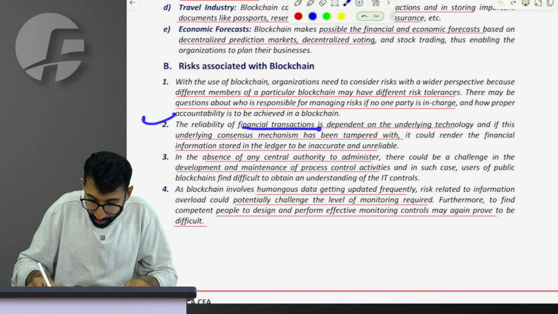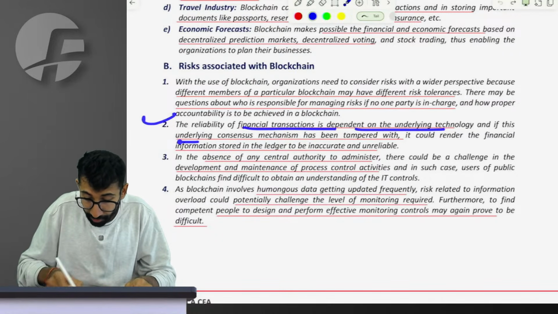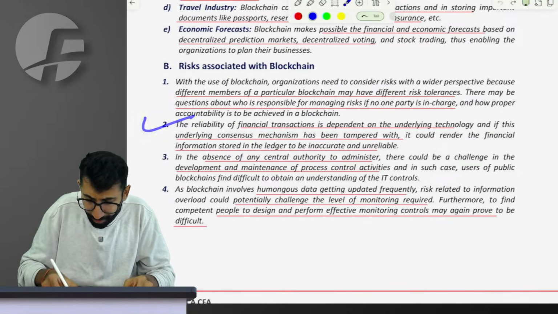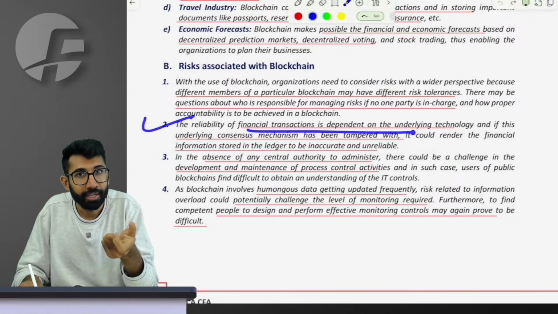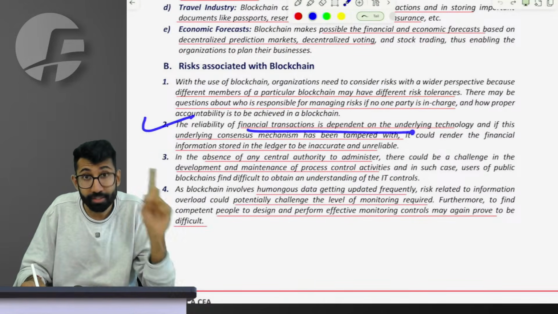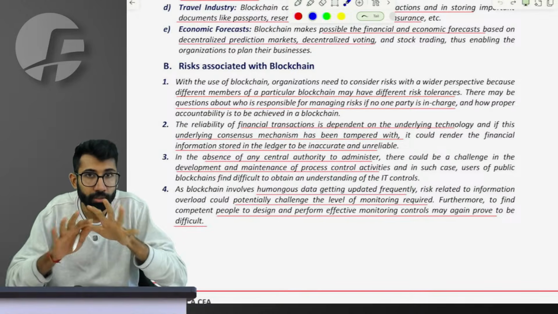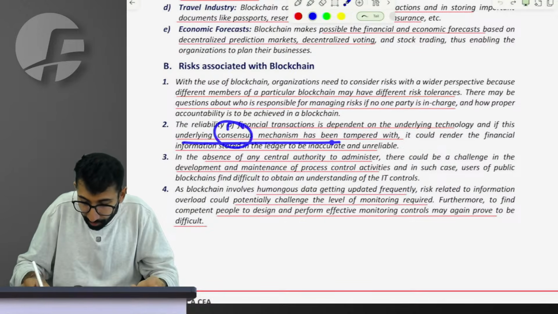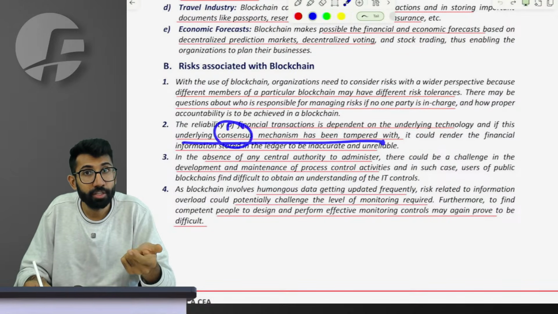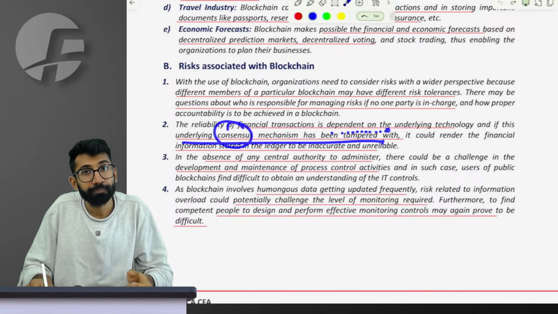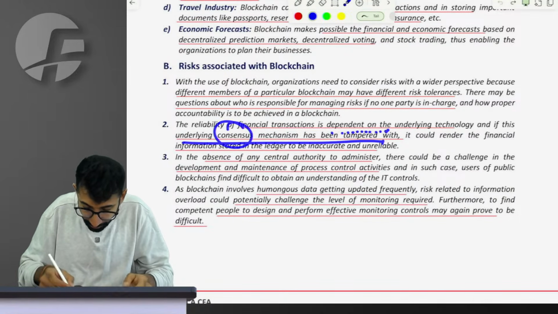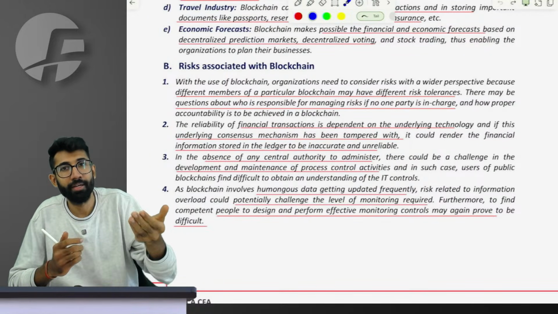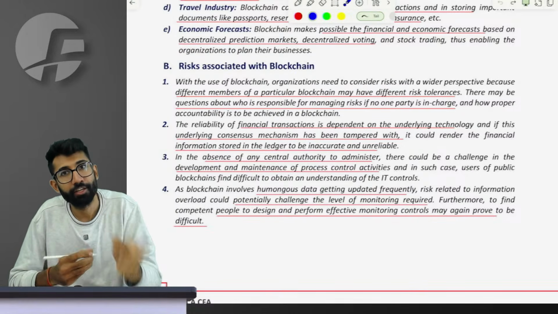Second, financial transactions are dependent on the underlying technology. If the underlying consensus mechanism has been tampered with, as I said, if there are 1 lakh people, one particular person can change the data, right? Not 99 lakhs will change it, is the assumption. Imagine that the data is there openly with a small number of members. Now, if they collectively agree to tamper with the data, change the data, then the data becomes tampered, unreliable and inaccurate, is the problem, right? So positive is the advantage, lack of positivity or negative becomes the risk.